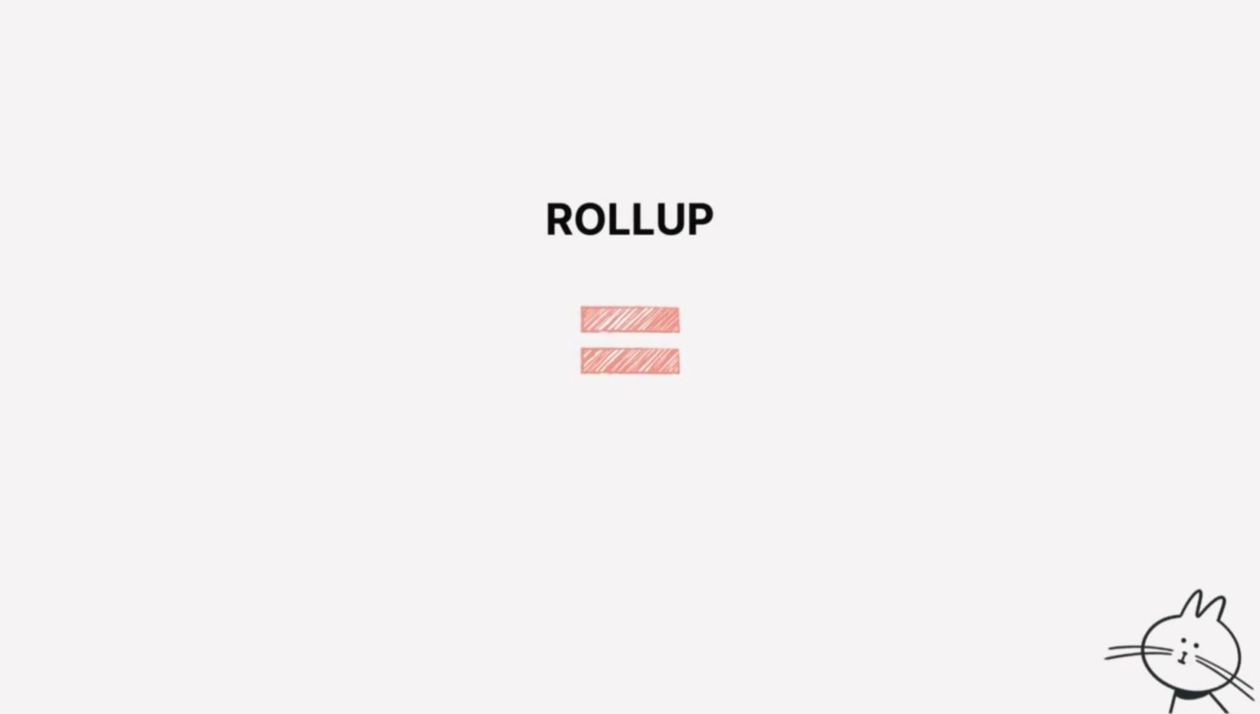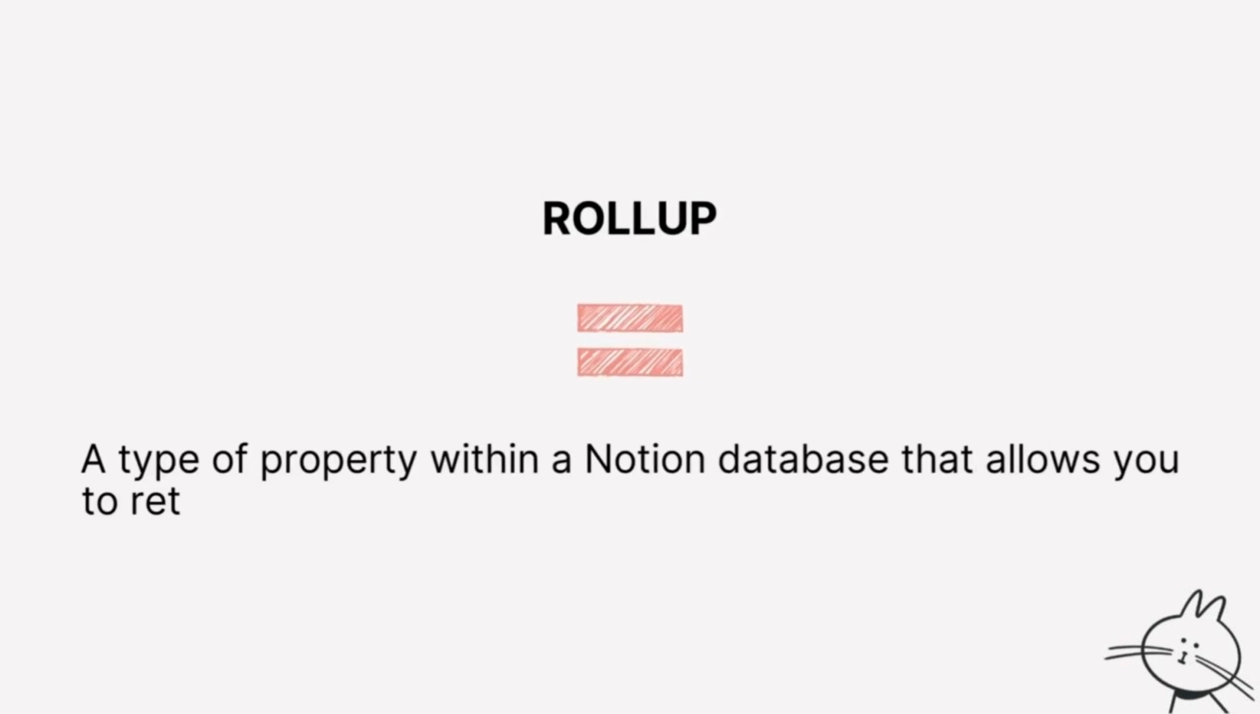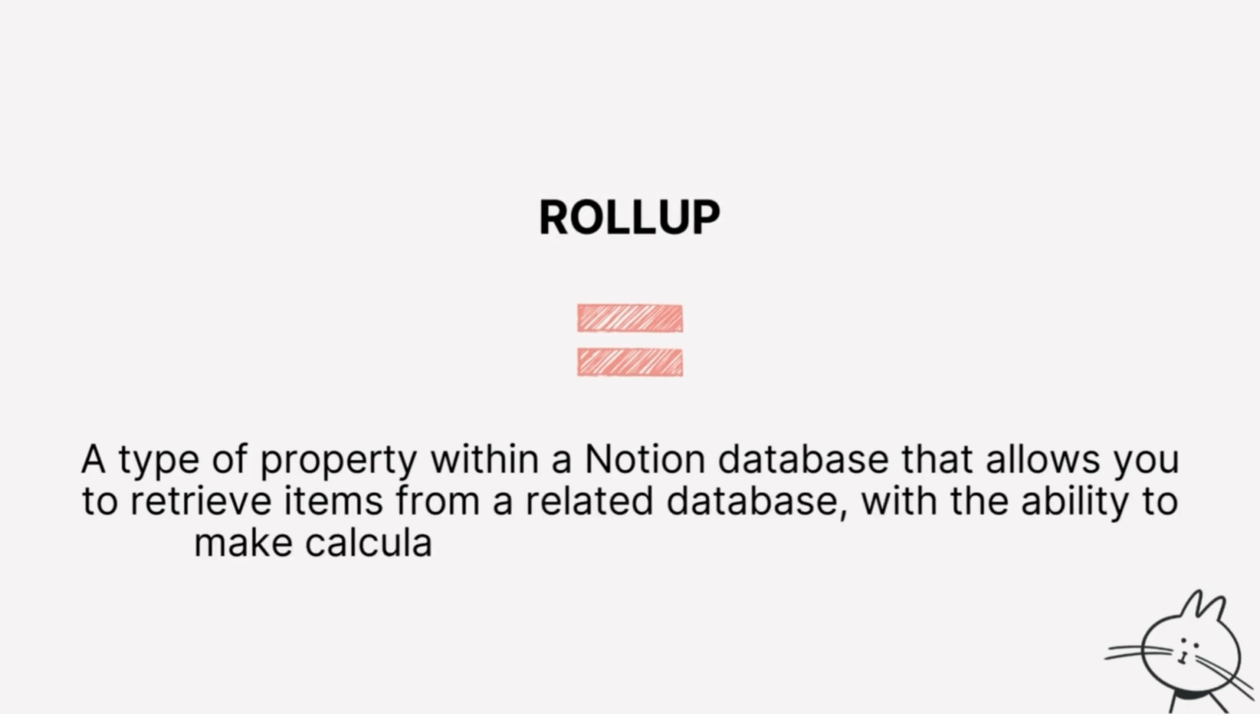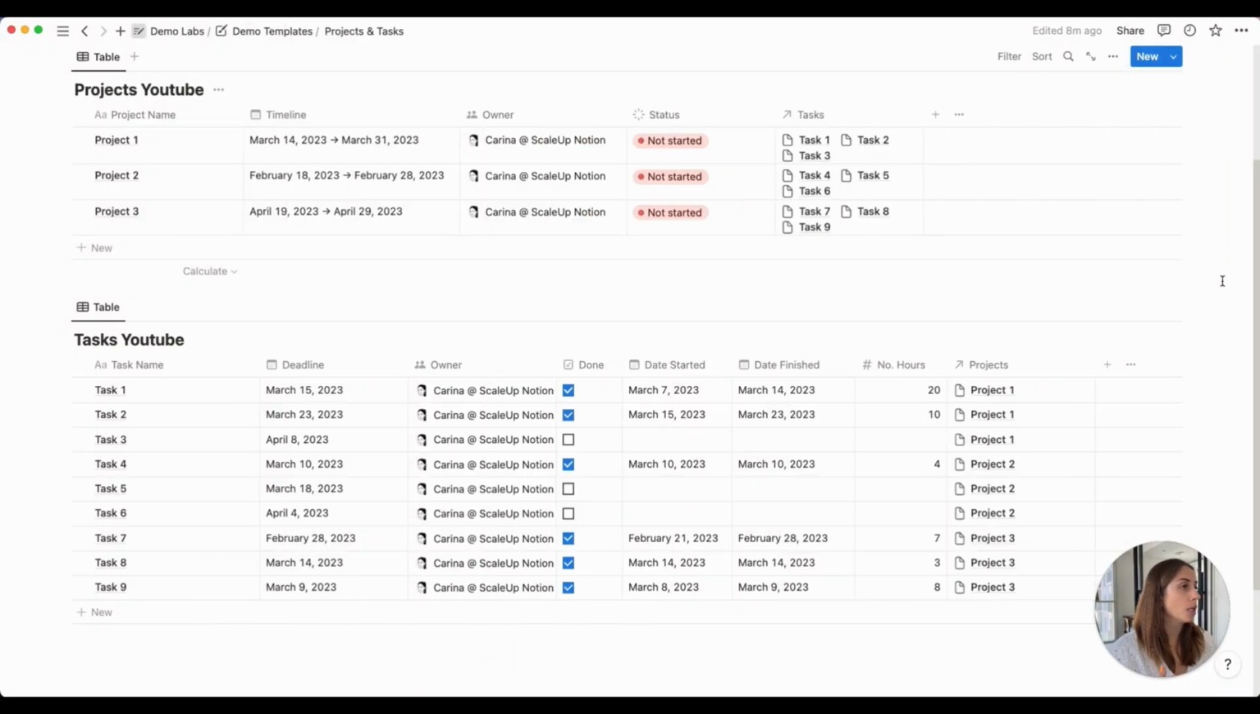So a roll-up is also a type of property within a Notion database, which allows you to retrieve items from a related database with the ability to make calculations for the retrieved information. So a roll-up can only really be used in conjunction with a relation property and never as a standalone. So let's create our Rollup property within our projects database so that we can retrieve the done property within the tasks database and make a calculation to understand how much progress we've made with our project number one.